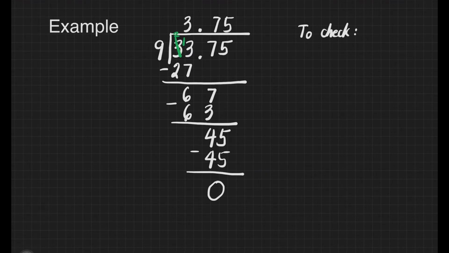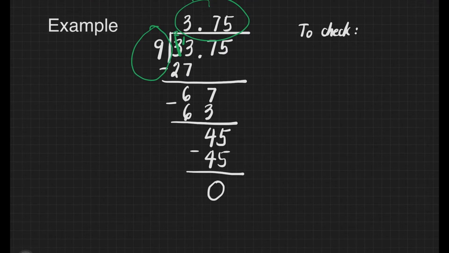We need to multiply 3 and 75/100 and 9. It has to have an answer of 33 and 75/100. Let's multiply 3 and 75/100 times 9. 9 times 5 is equal to 45. Write 5 here. Carry 4 at the top of 7. 9 times 7 is 63, plus 4 is equal to 67. Write 7 here. Carry 6 at the top of 3. 9 times 3 is equal to 27, plus 6 is equal to 33.